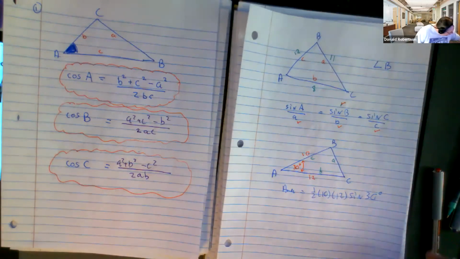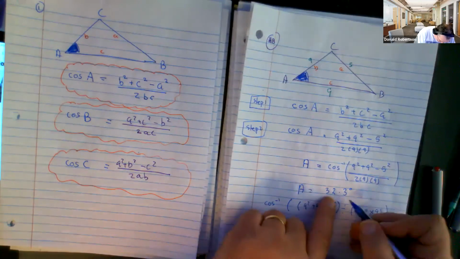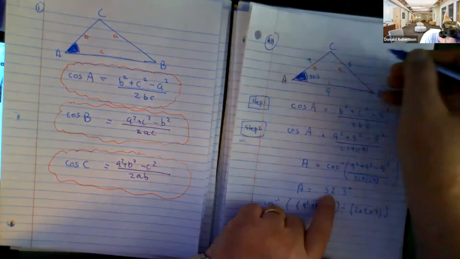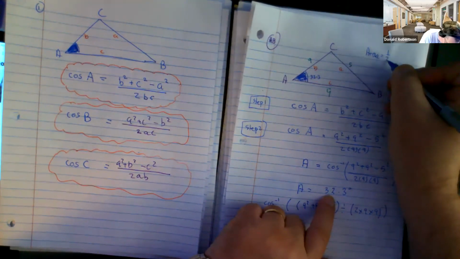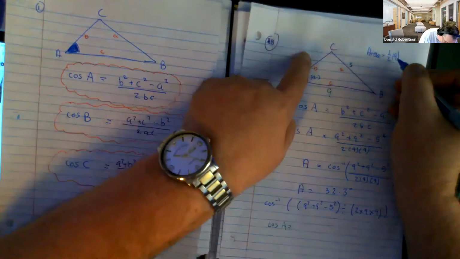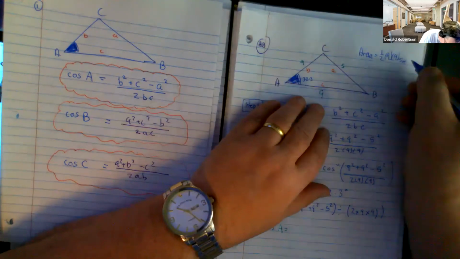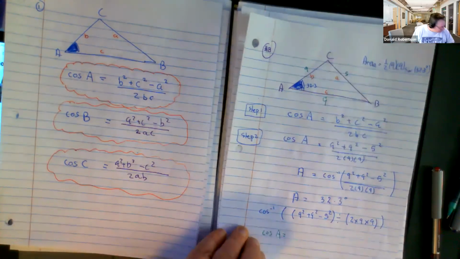Okay. If I return to this one, remember that one, question 13? We now know this angle in here is 32.3. So if I was asked to find the area, wouldn't it be 1/2 times 9 times 9 times the sine of 32.3 degrees? And there should be one more.